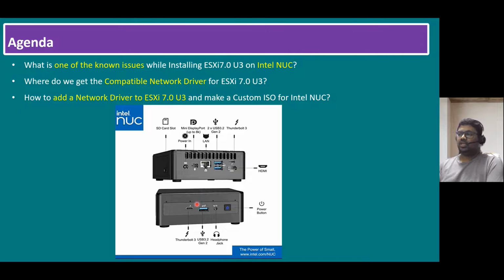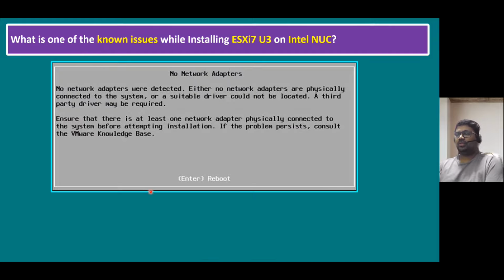But while practicing the ESX installation directly on Intel NUC, there is one known issue. So this is the known issue. While installing ESX, at the end of the installation, it shows no network adapters. This error message clearly says that no network adapters were detected. Either no network adapters are physically connected to the system, or a suitable driver could not be located. A third party driver may be required.